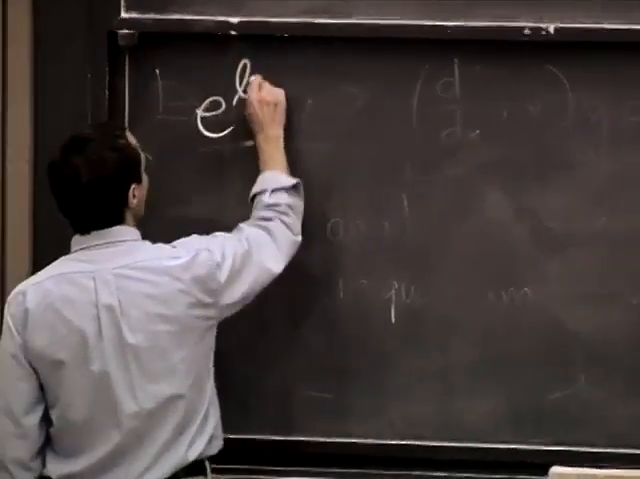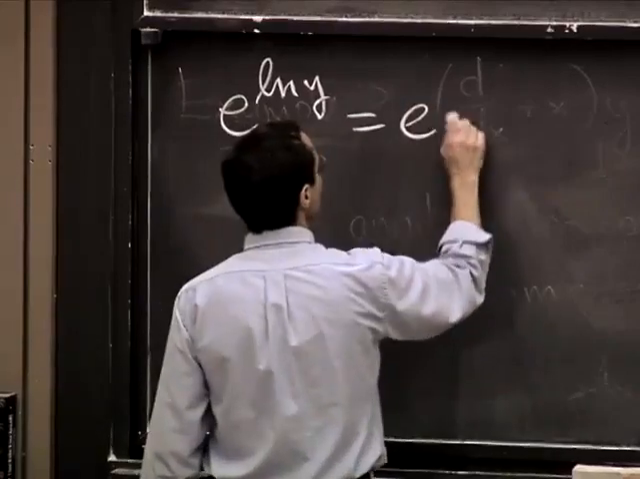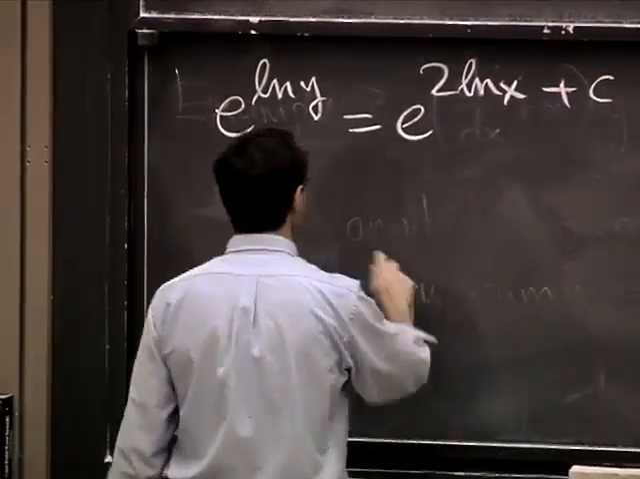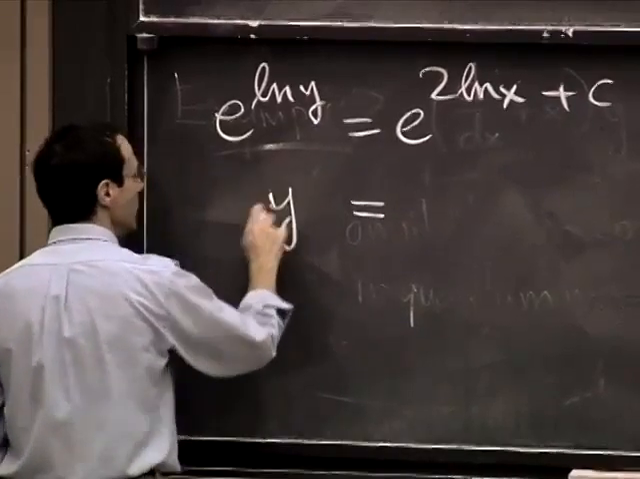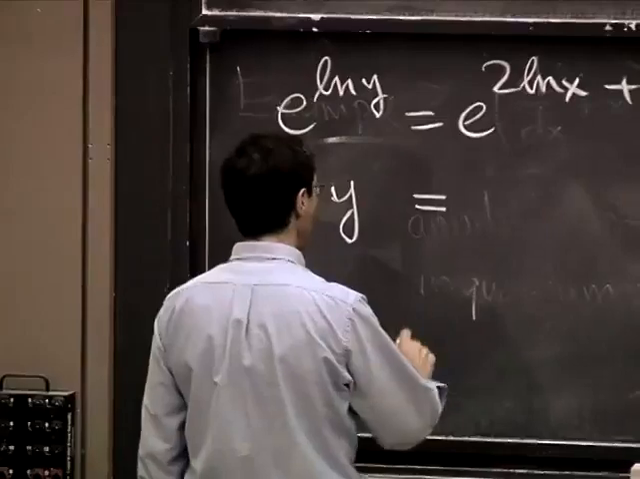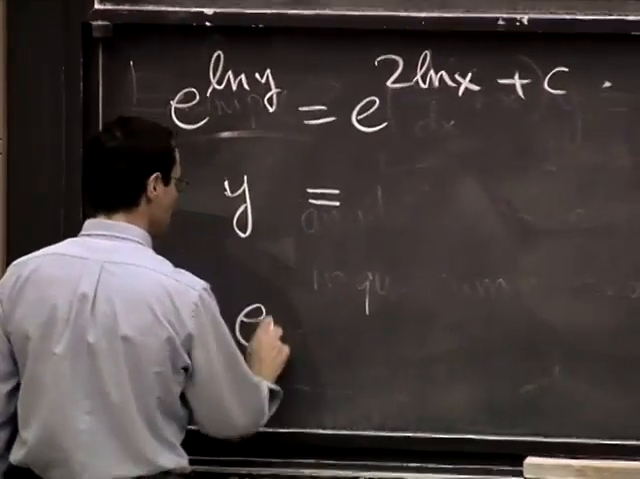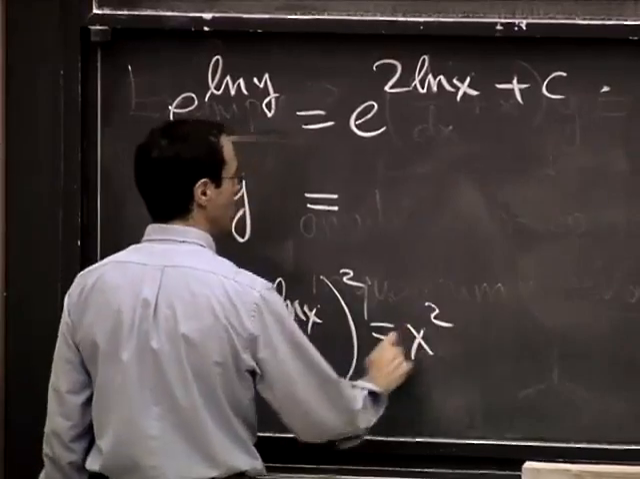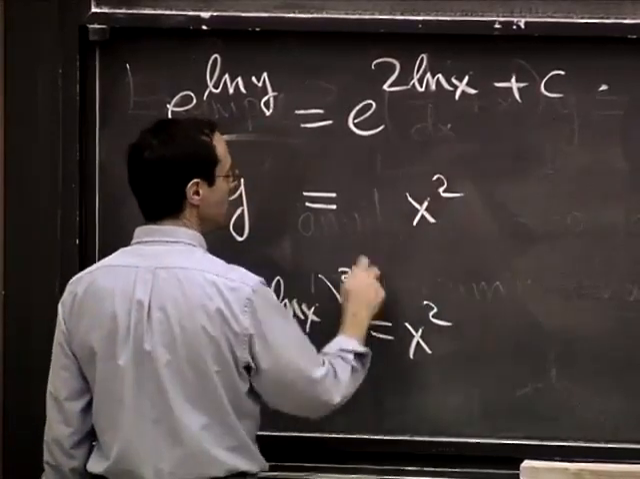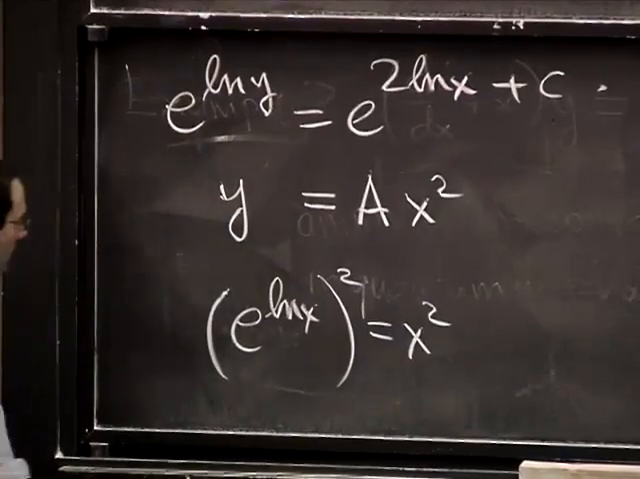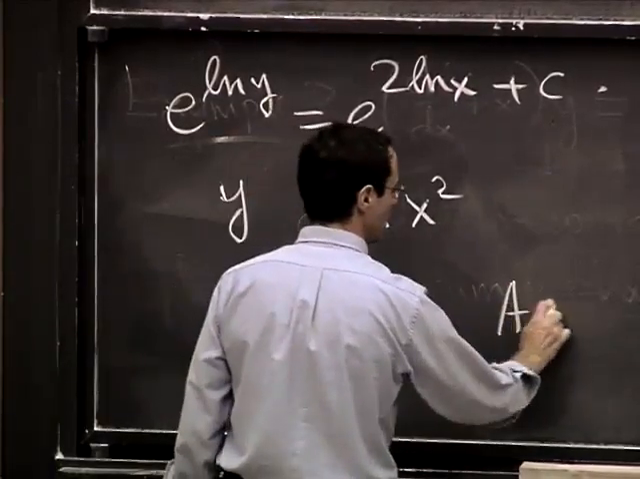We get e to the log y is equal to e to the 2 log x plus c. So again, this is y on the left-hand side. And on the right-hand side, if you think about it for a second, it's e to the log x squared, which is x squared. So this is x squared, and then there's an e to the c, so that's another one of these A factors here. A is equal to e to the c.